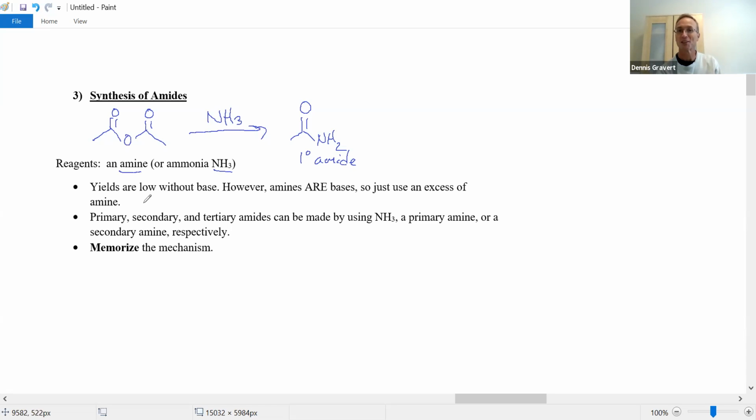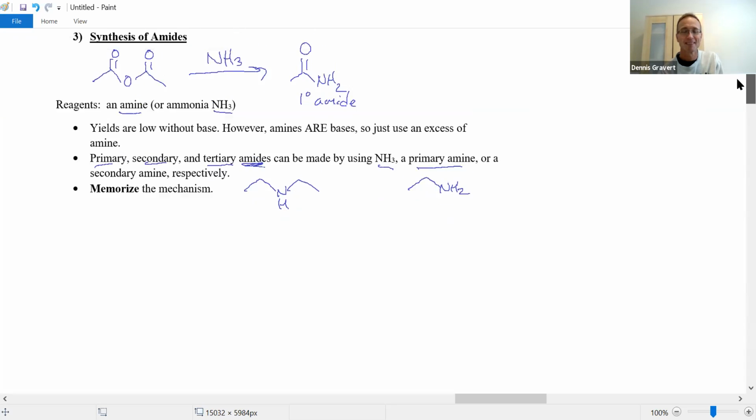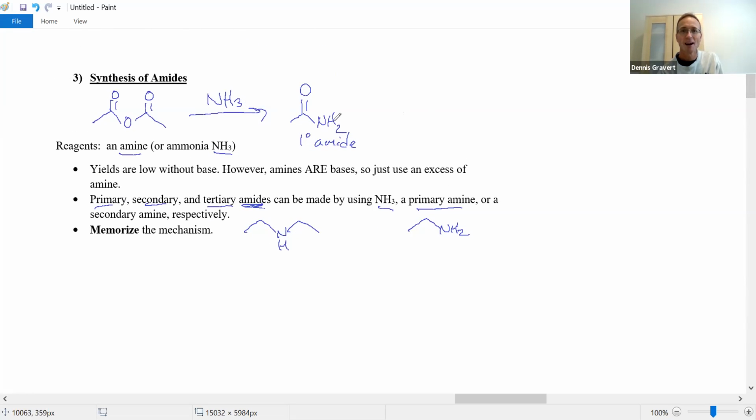Yeah, same pattern as acid chlorides. So primary, secondary, and tertiary amides can be made by using ammonia, like I've done here. Or you can bring in a primary amine. There's an example of a primary amine. Or a secondary amine. And then you'll get one more degree higher of the amide. Secondary amine, right? I think I've been using diethylamine as an example of a secondary amine. And that's just going to put more carbons on your amide and change the classification of the amide.